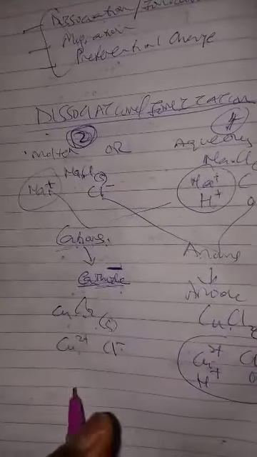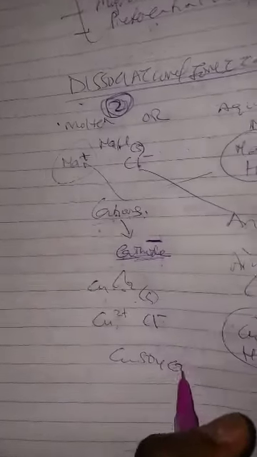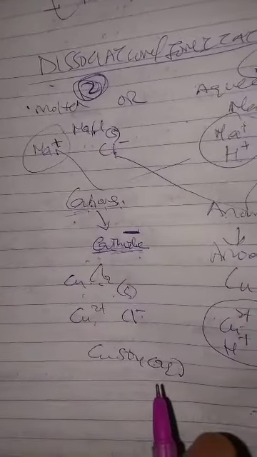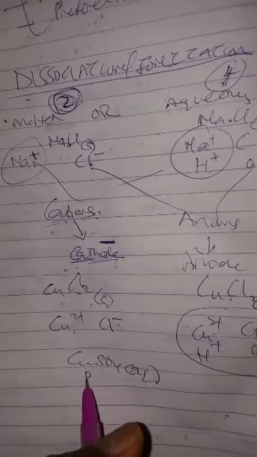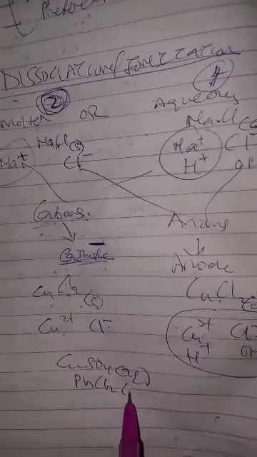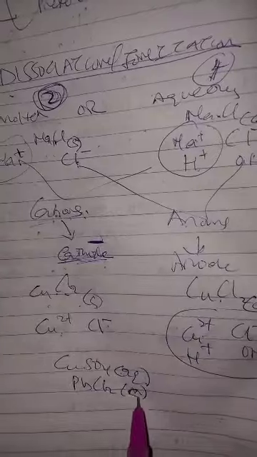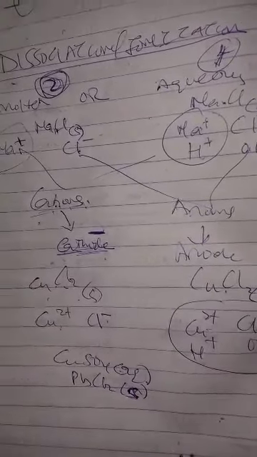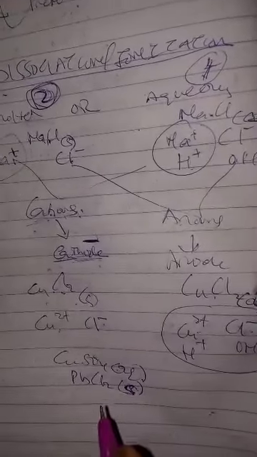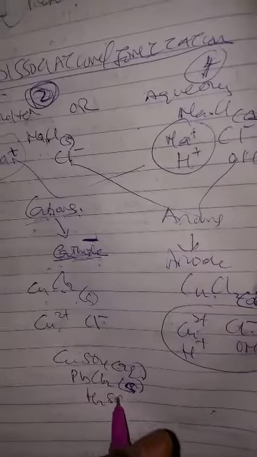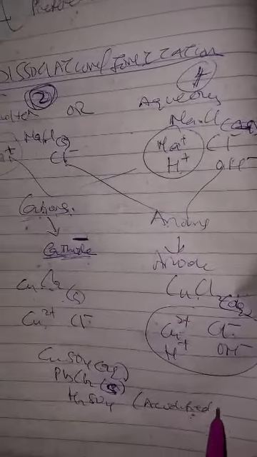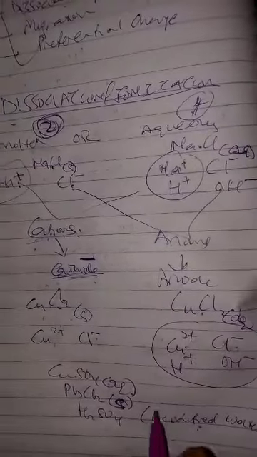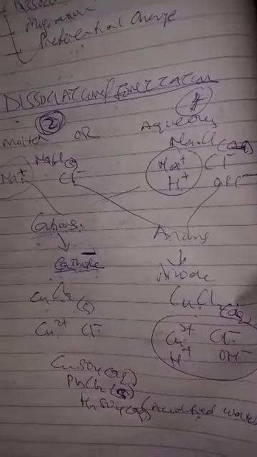Yes, so you are trying for CuSO4 aqueous. Then you are trying for PbCl2 molten. Then you are trying for H2SO4. H2SO4 is called acidified water, like when you have water and H2SO4. So this is aqueous H2SO4. Then yes, let's go with this.